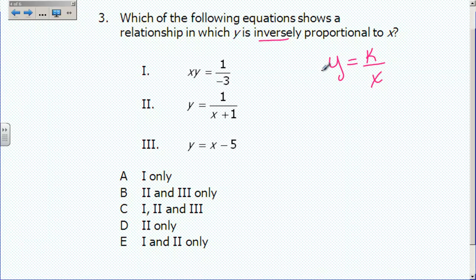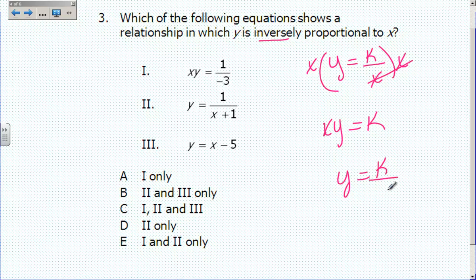Another way to look at this is if I wanted to have k by itself, if I multiplied both sides of this equation by x, I could say that xy is equal to k. So I could have either equation. I could either have the original one, y is equal to k over x, so some number over x, or I could have x times y equal to a number.